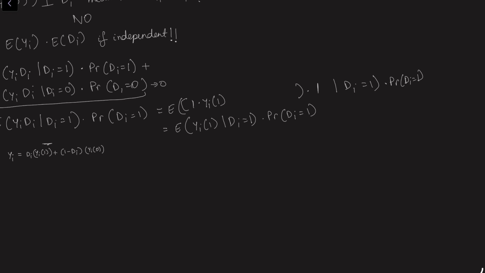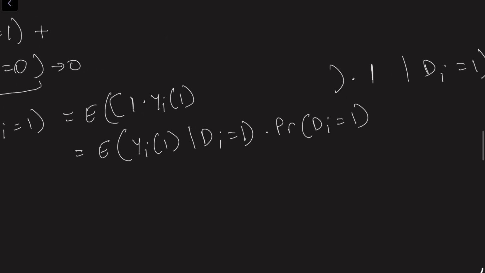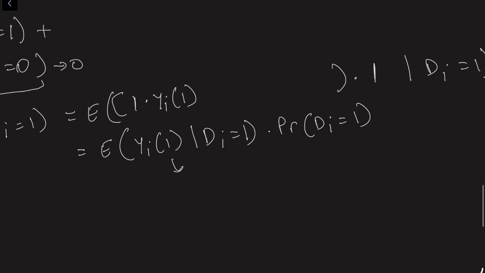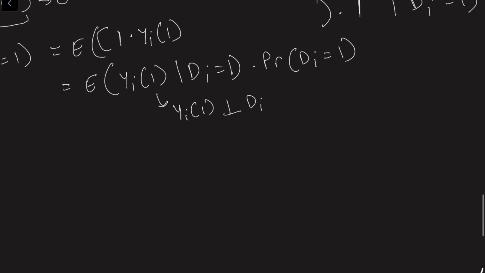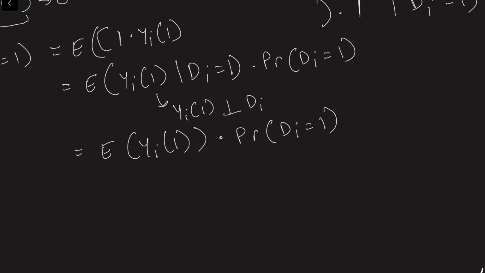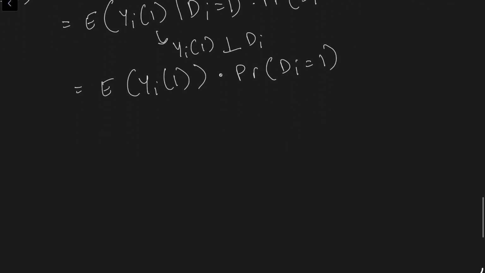Now since we have the assumption here that the potential outcome is independent of treatment assignment, we can simply rewrite this as the expectation of Yi, the potential outcome of the treatment group, times the probability of being assigned treatment. Okay, now we'll do one last neat trick here.